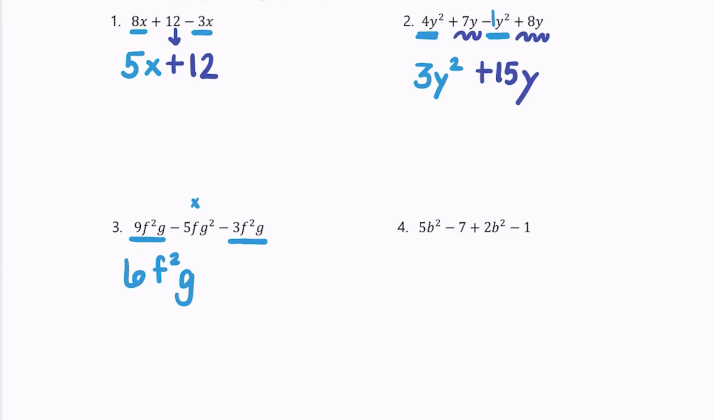Now, this lonely guy does not have any like terms, and we're just going to bring it down. So it's going to be minus 5fg squared. Okay.